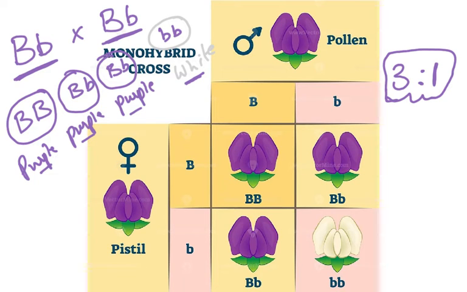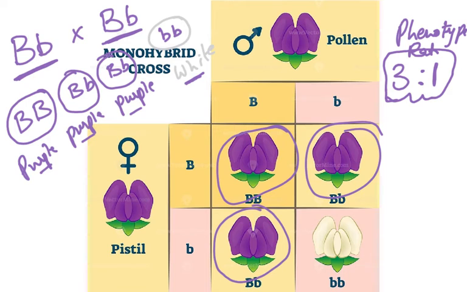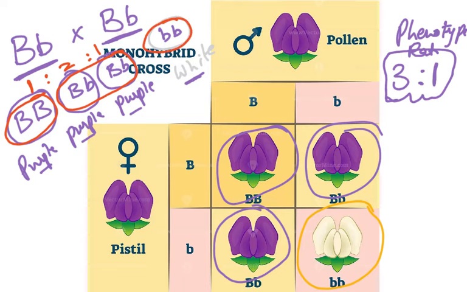So the phenotype ratio is 3:1. Why? Because 1, 2, 3 purple and 1 white. But what will be the genotype ratio? The genotype ratio will be 1:2:1. Why? This is 1, then these are the 2, and then 1. So the genotype ratio will be 1:2:1. But the phenotype ratio will be 3:1.